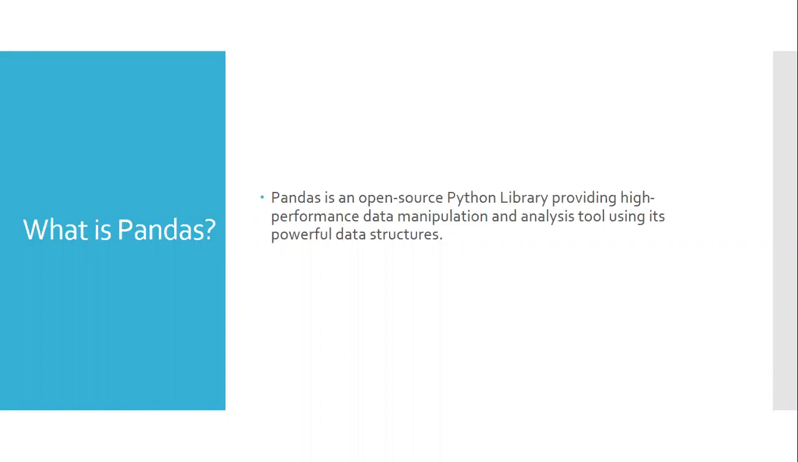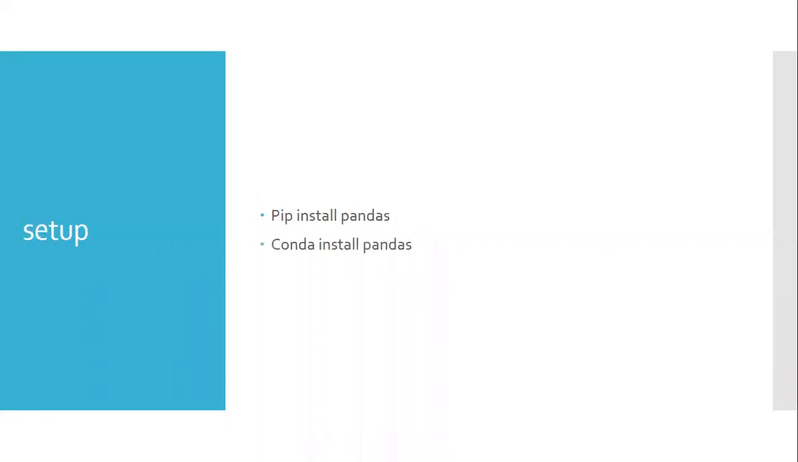Now, by default Pandas is not installed on your system. If you are using Anaconda, then you can use the conda install pandas command to install it. Or if you are using normal Python without Anaconda, then you can simply install it by using the pip install pandas command. These are the two options we can use to install the pandas library, because it is not present by default when we install Python. This is an additional library.